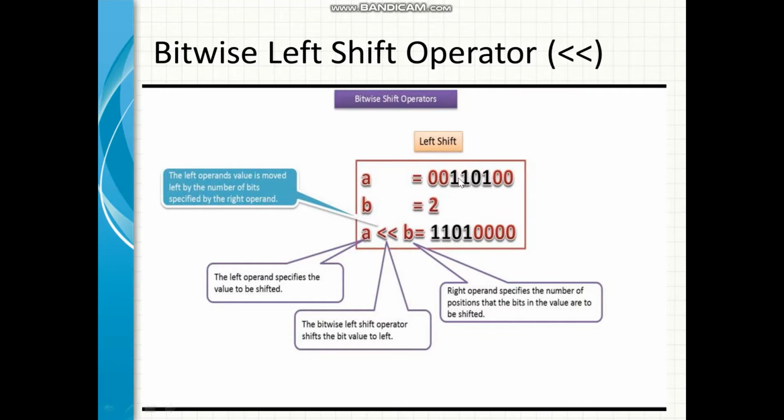So that means, see, 1 1 0 1, I want to shift left, means this side. So these 2 zeros will be removed. See, it is not there.